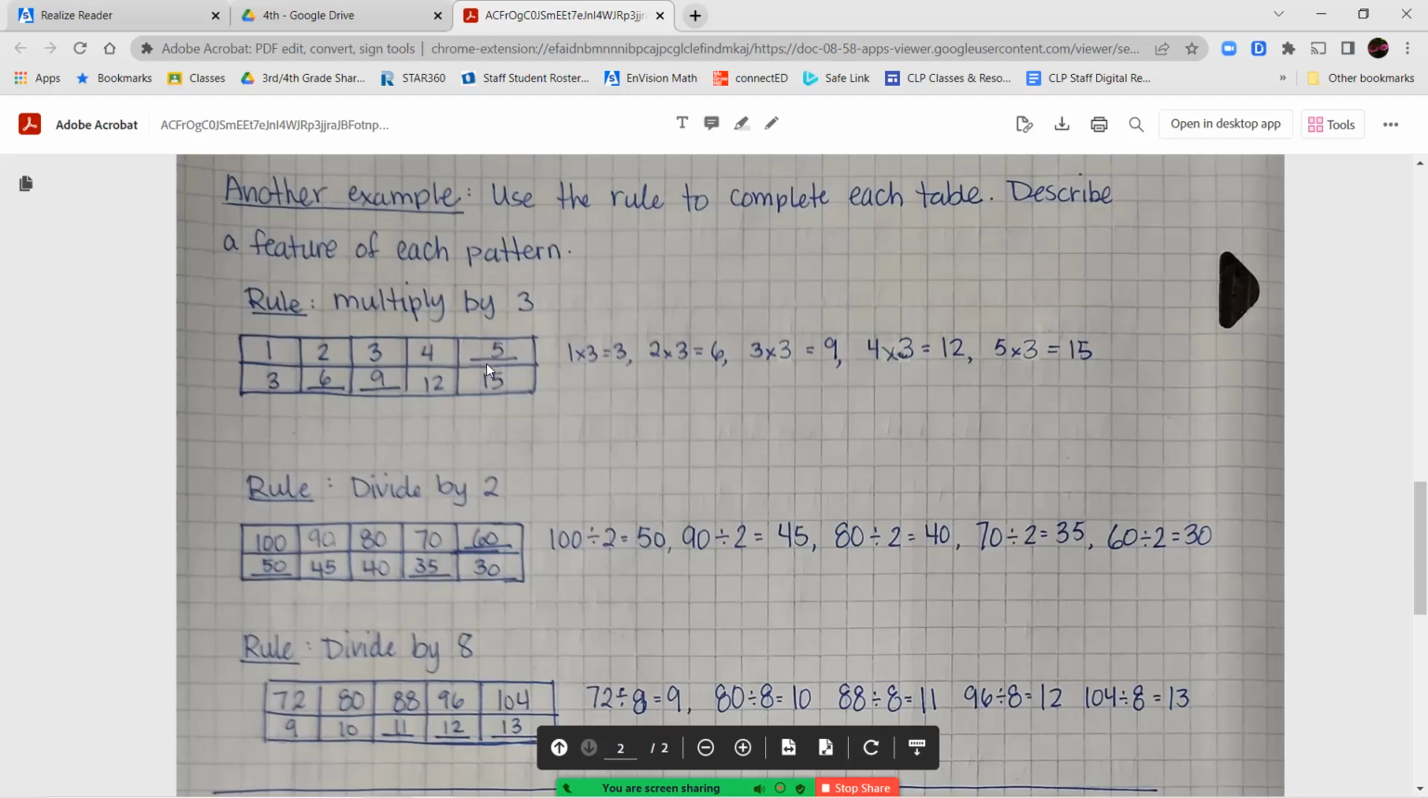And we see that the numbers on top are all factors for the numbers underneath them. 5 is a factor of 15. 4 is a factor of 12. 3 is a factor of 9. 2 is a factor of 6. And 1 is a factor of 3.